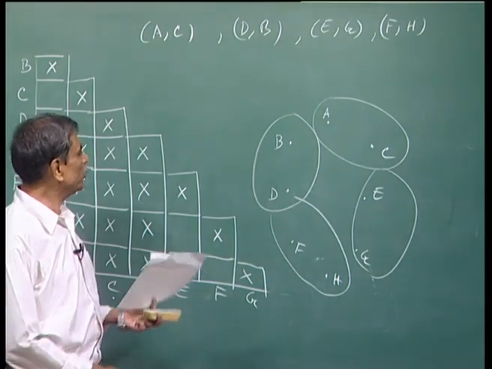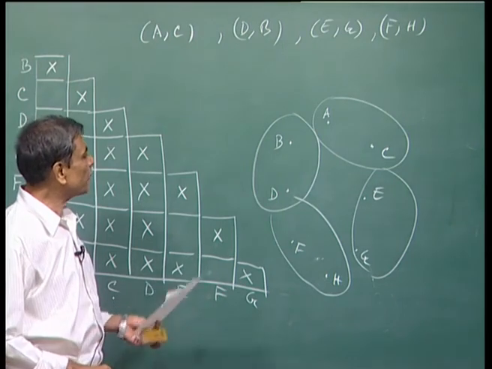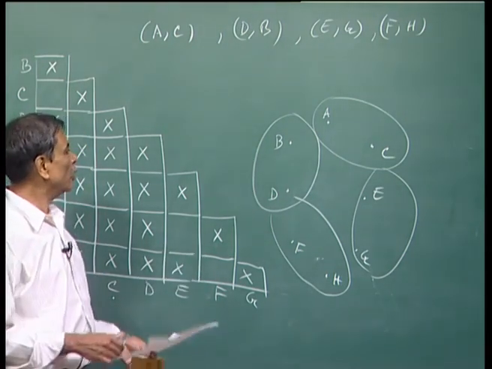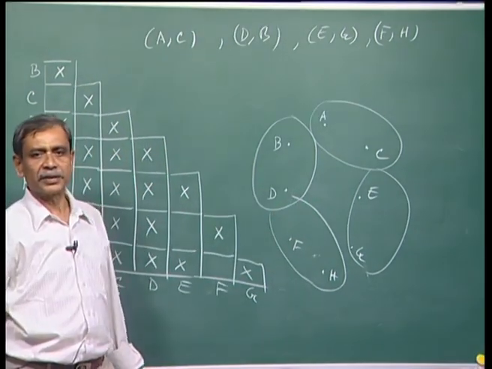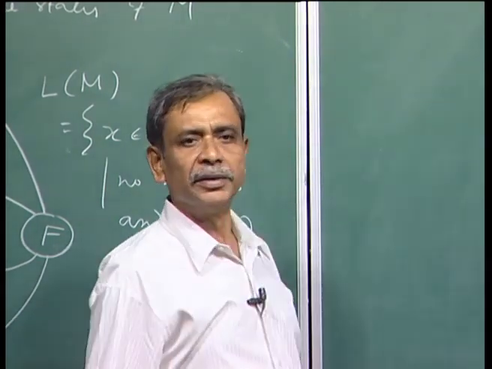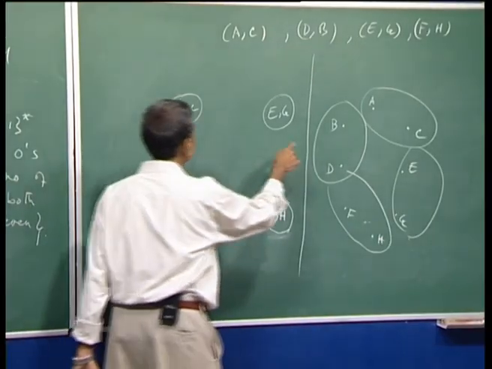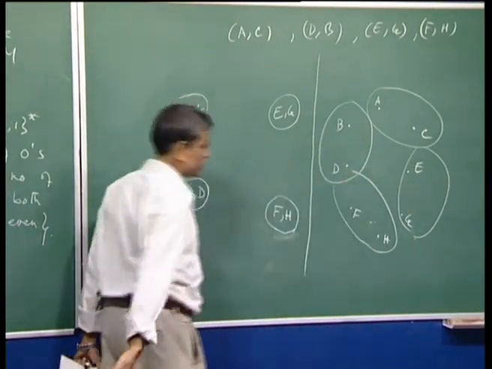And now, what we are going to do is to consider an automaton, where that automaton will have one state for each of these equivalence classes. We are outlining the process of building the minimized automaton with an example from this automaton. Now, what we did is that we had one state for every equivalence class.